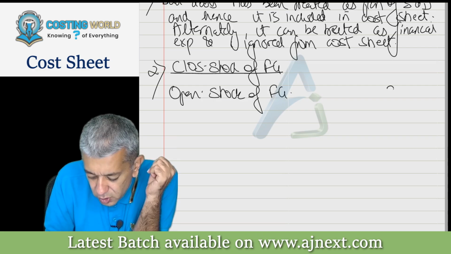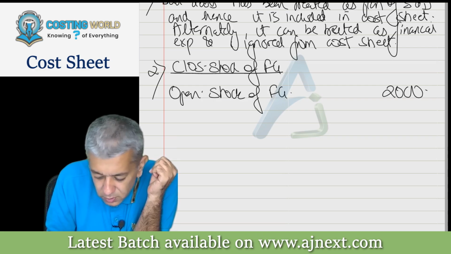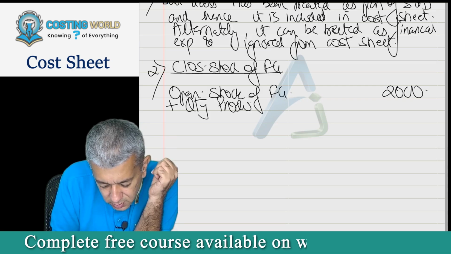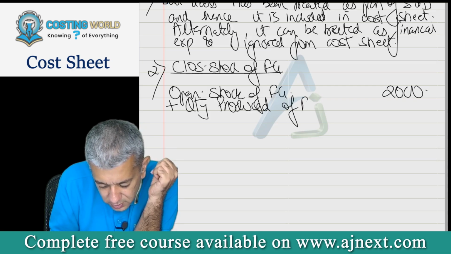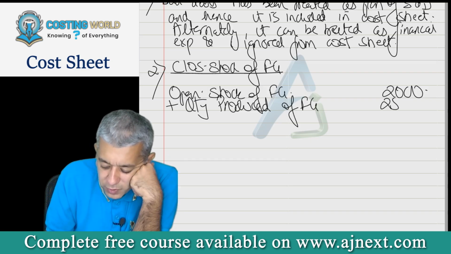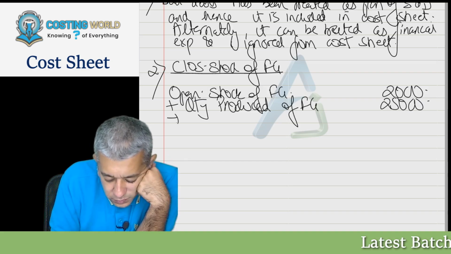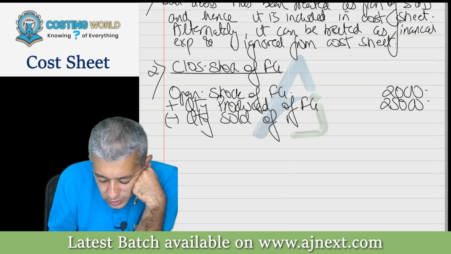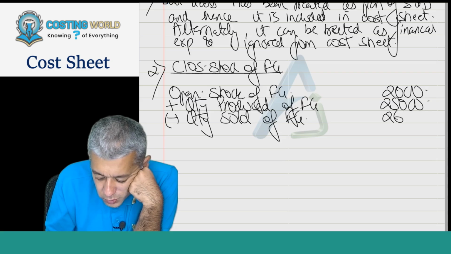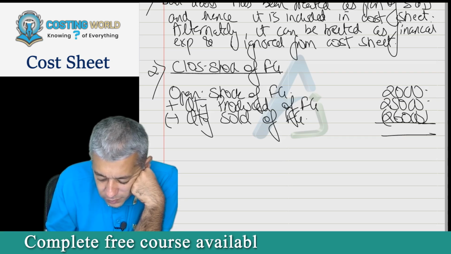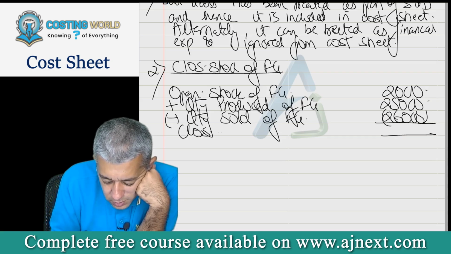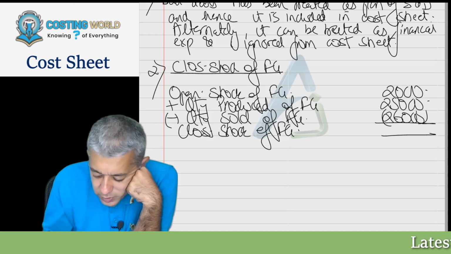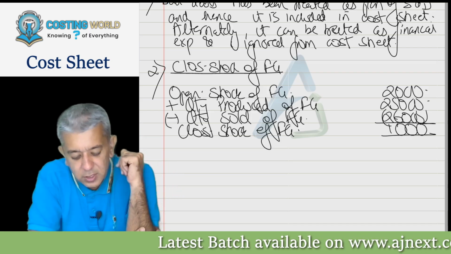That's opening stock of finished goods, 2,000. Add quantity produced of finished goods, 25,000, less quantity sold of finished goods, 26,000. This will be closing stock of finished goods, that is 1,000.